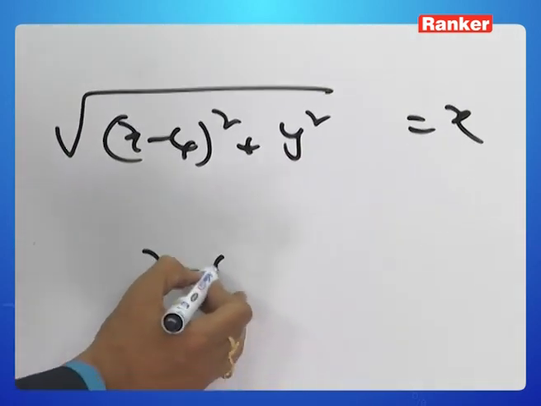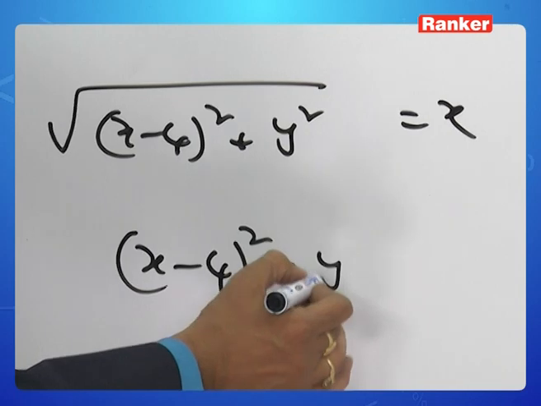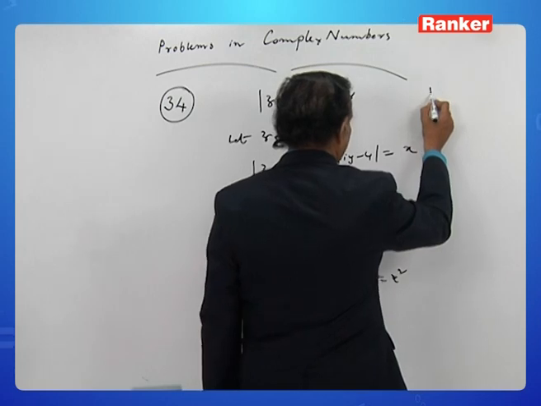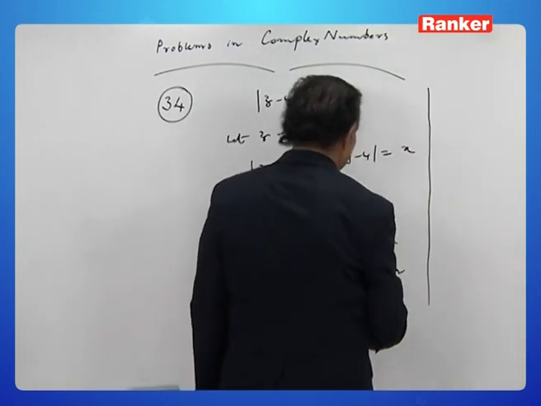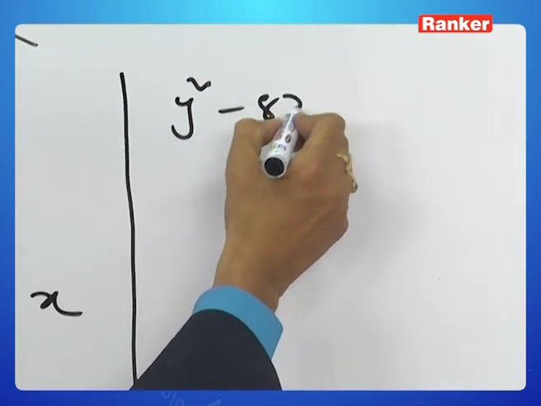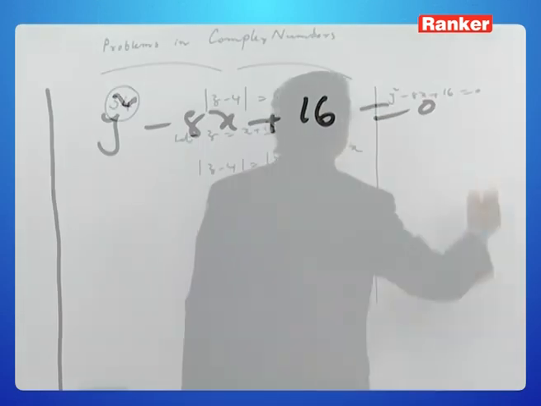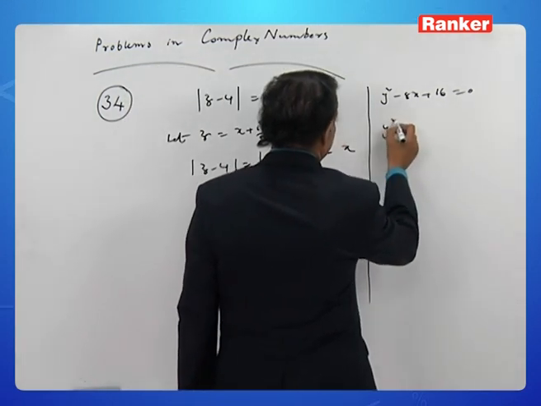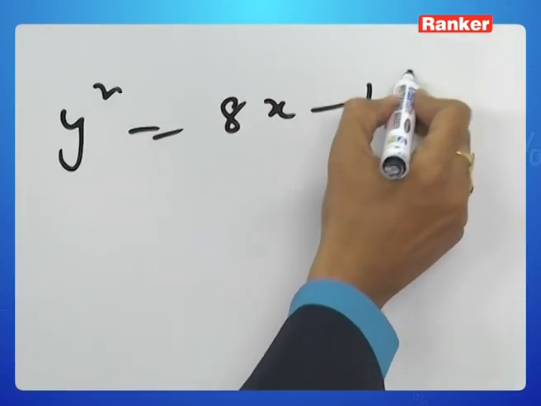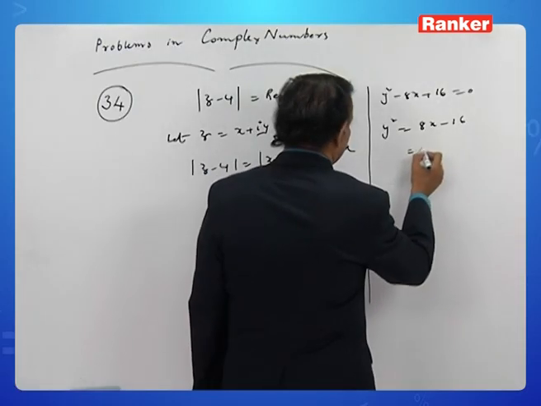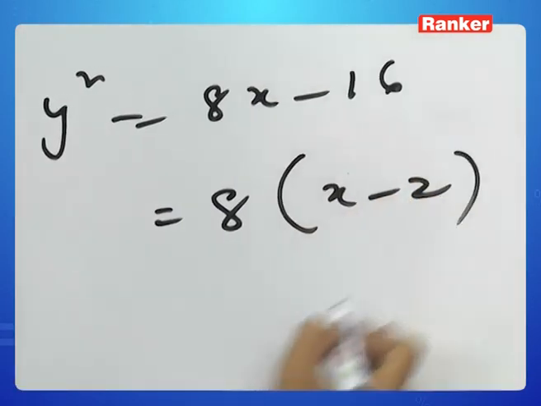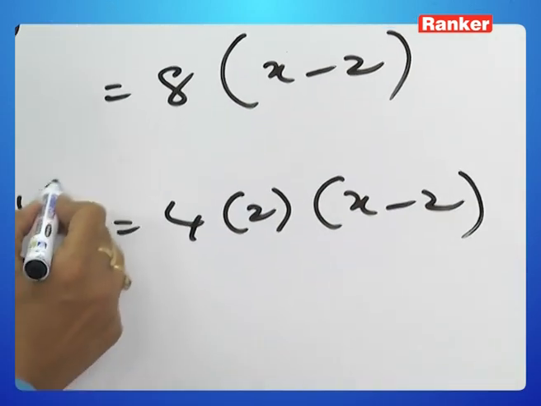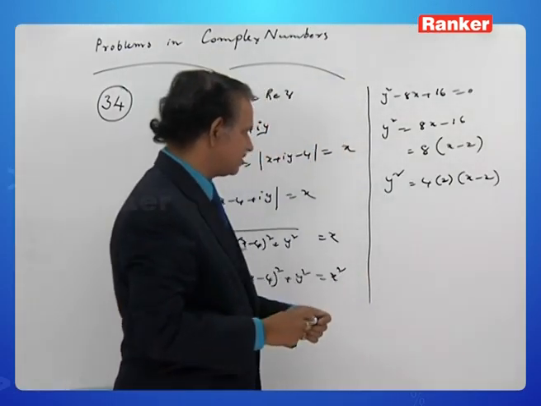By squaring, x minus 4 whole square plus y square is equal to x square. If you cancel x square, what are you going to get? It is y square minus 8x plus 16 is equal to 0. This implies y square is equal to 8x minus 16, that is 8 into x minus 2, that is 4 into 2 into x minus 2. Anybody can easily see that it is a parabola.